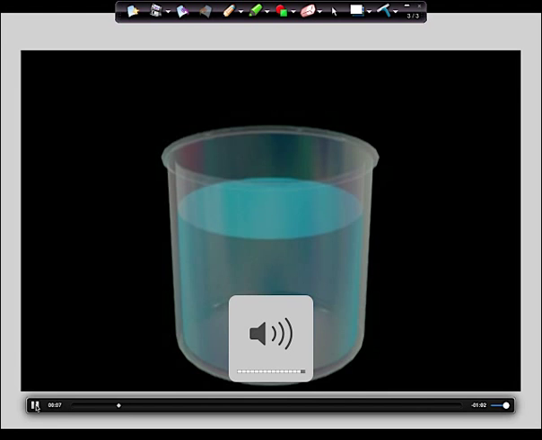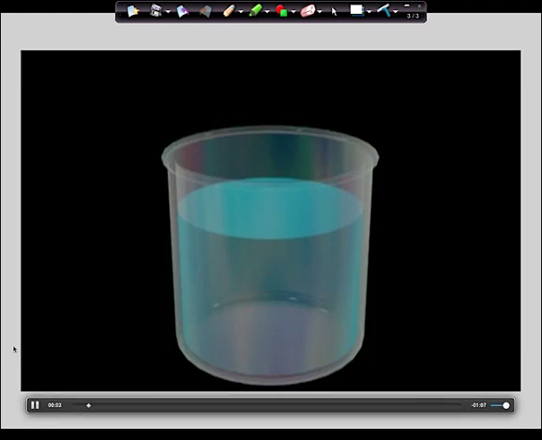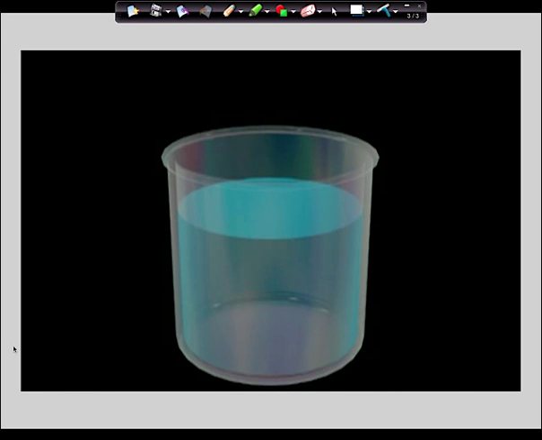Bases are substances that increase the concentration of hydroxide ion in water.